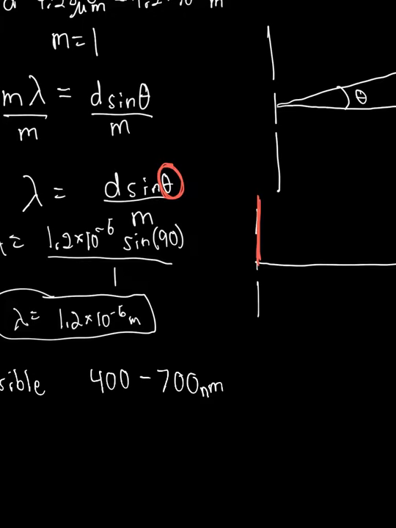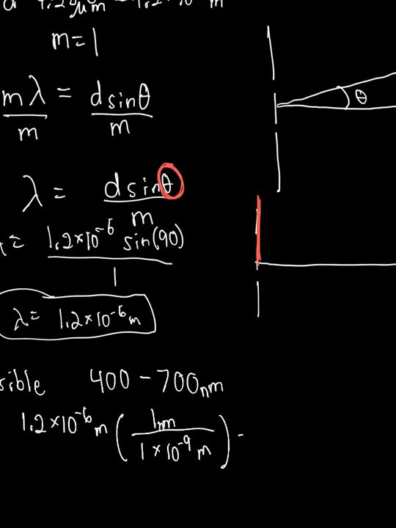To know if that's between 400 and 700 nanometers, what do I need to do? Convert that into nanometers. How do I get that into nanometers? 1.2 times 10 to the negative 6 meters. 1 times 10 to the negative 9 meters is equal to 1 nanometer. So I do this conversion, and I get about 1200 nanometers. So is this in the visible range? No. Could we see this? No. What wavelength range would this be in?